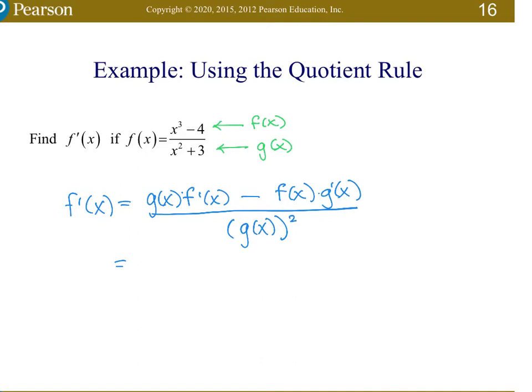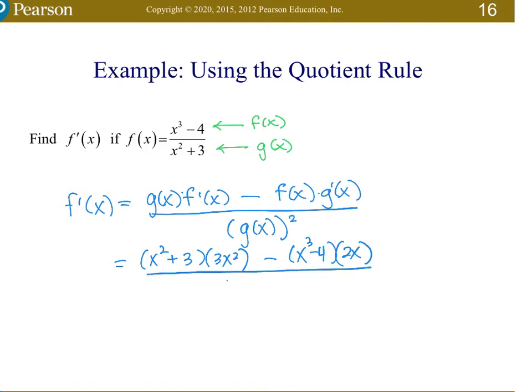So I'm going to start with the g of x function, which is x squared plus 3, and multiply it by the f prime, which with the power rule is 3x squared minus 0, but the 0 is negligible, minus, and then f of x, so x cubed minus 4, multiplied by g prime, which is 2x. And this whole thing would be over the quantity x squared plus 3 quantity squared.